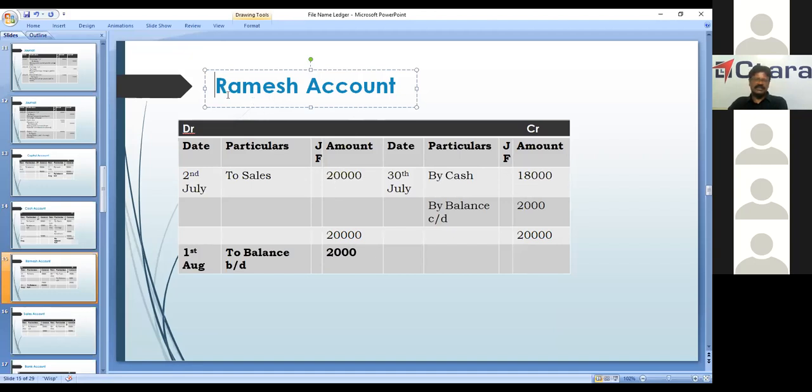So we are preparing ledger for Ramesh account. Go to the debit column, 20,000, and then it is to sales. Okay? Goods sold to Ramesh. How much? 20,000. And the other side, okay, this is one entry. Entry for the second, goods sold for cash. Okay. And then we have one more.